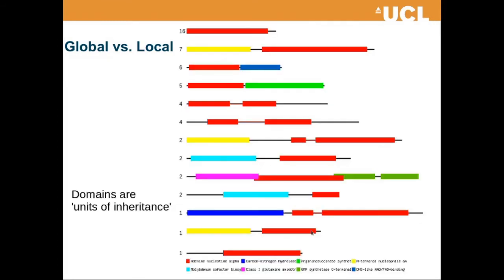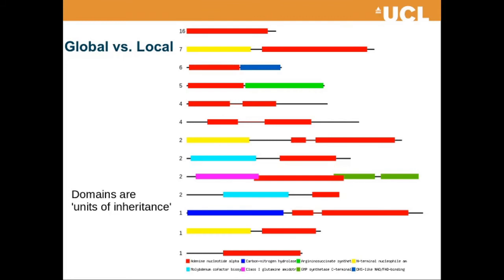Why is that important? Well, the way that proteins evolve really depends on the concept of domains. Now, there are differing definitions of a domain, but you can think of a domain as an independently folding unit of a protein.